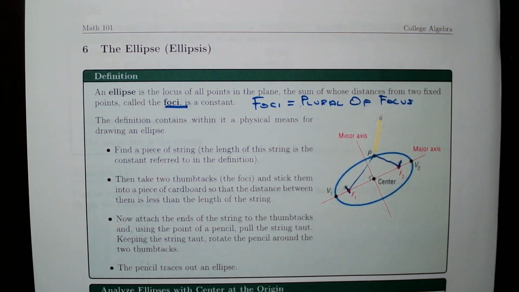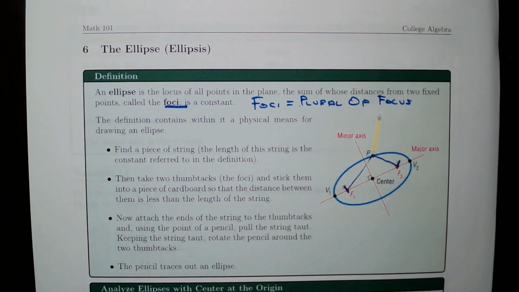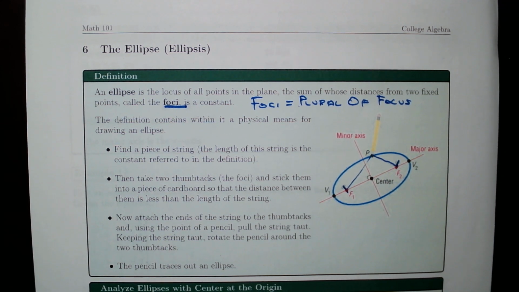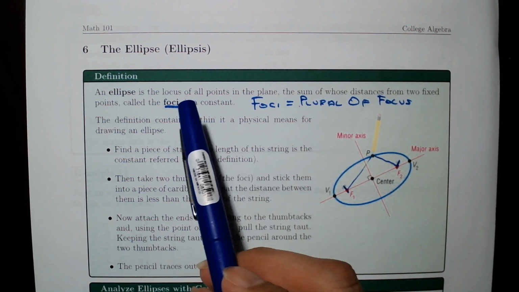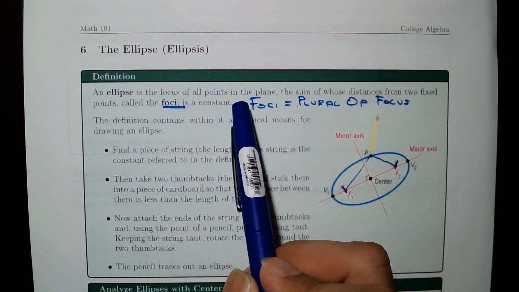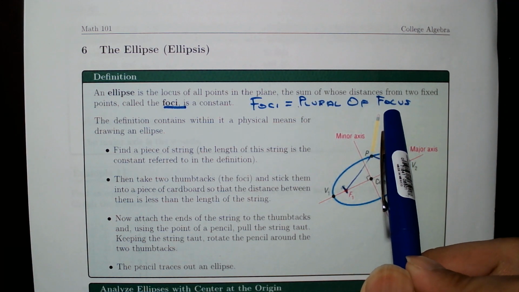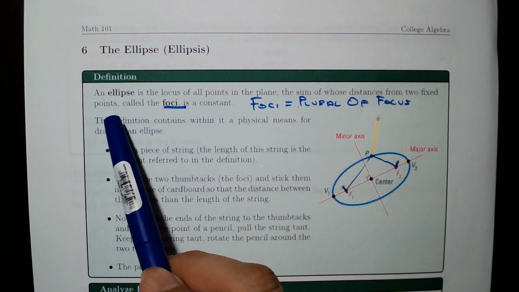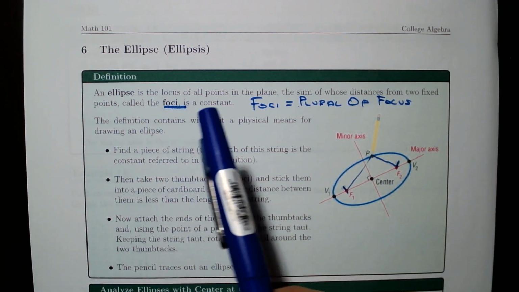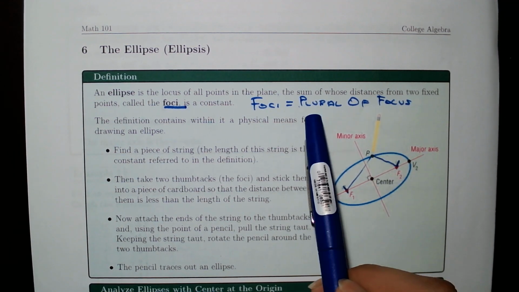Alright, so in this video we go over section 7.3, which is analyzing and writing equations of the ellipse. Well, first of all, we are going to define what the ellipse is. So an ellipse is the locus of all points in the plane, the sum of whose distances from two fixed points called foci. So foci, we must say that's the plural of focus.